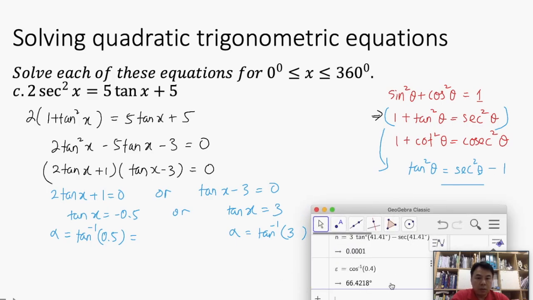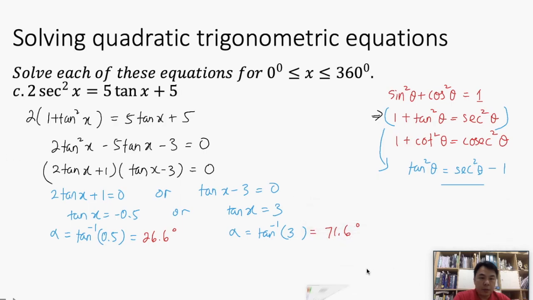Okay. Let me see whether that works. Arctangent 0.5. So I got myself 26.6 degree. Okay, for my second one, arctangent 3. That's 71.6. Let me write that down. 71.6 degree. Alright, so that's 71.6 degree.